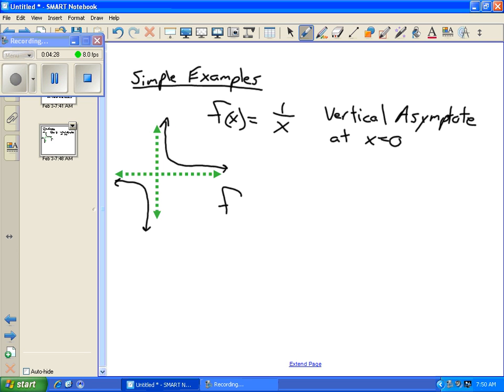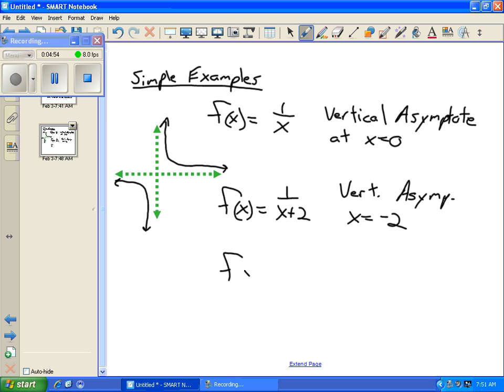Some other ones. You've got f of x equals 1 over x plus 2. Well, what makes the denominator go to 0 is what's going to make this undefined, and that's where your vertical asymptote is going to be. So the vertical asymptote here would occur at x equals negative 2.